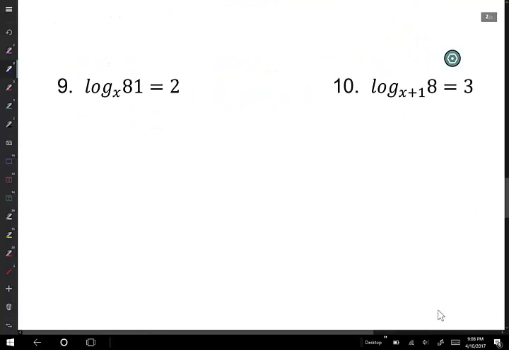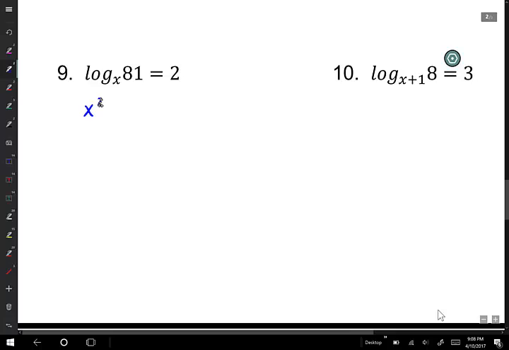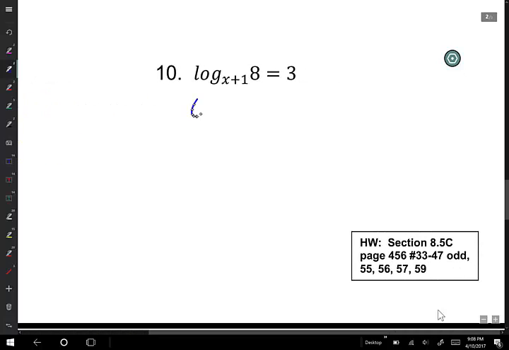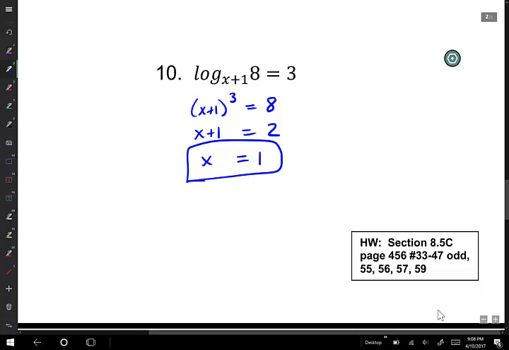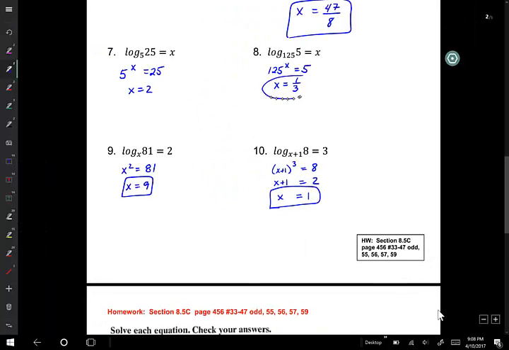All right, moving down here, we've got x squared equals 81. I'm sure that you can very quickly go there and say x equals 9. And then finally, we've got x plus 1 cubed equals 8. Well, what cubed equals 8? Well, if we take the cubed root of both sides, that's x plus 1 equals 2. So therefore, x equals 1. So we've got some pretty straightforward problems here.